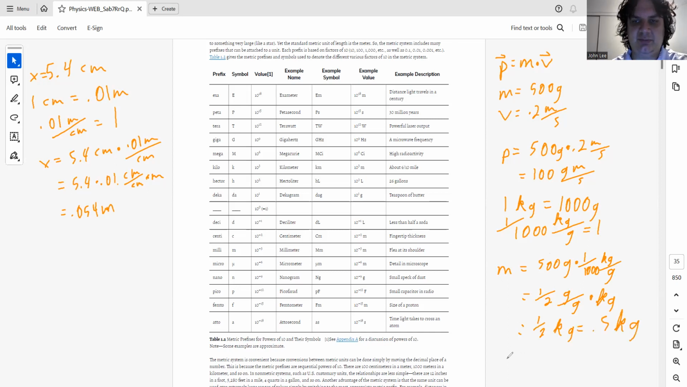So when we find this momentum, we want P to be equal to 0.5 kilograms times 0.2 meters per second, which is equal to 0.1 kilogram meter per second.